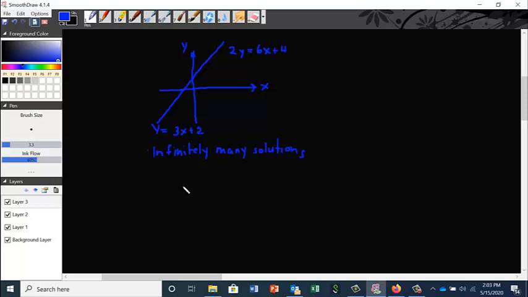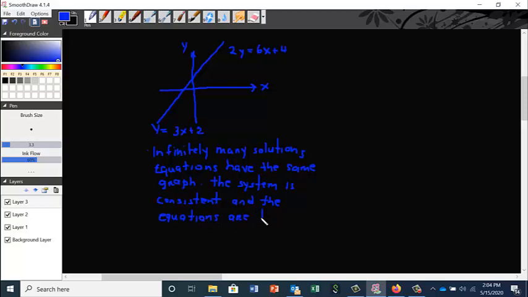The equations have the same graph, and the system is consistent, and the equations are dependent. They're dependent on each other.